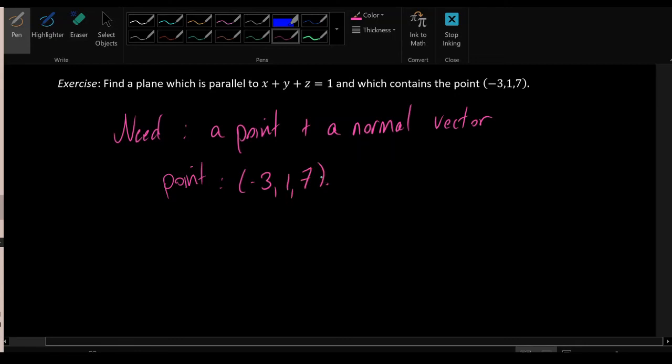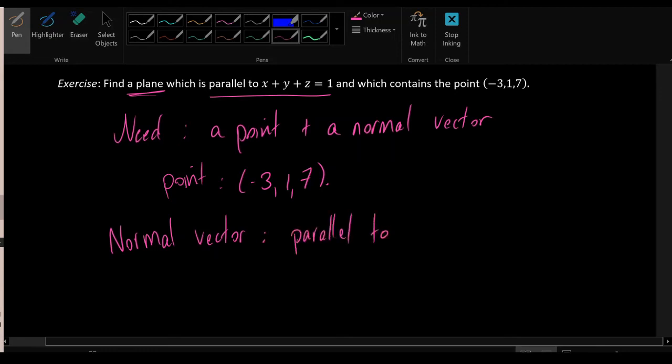So where is this information about the normal vector in this situation? The information about the normal vector is hiding here where they say that our plane has to be parallel to this other guy. The normal vector of our plane must be parallel to the normal vector of this plane x plus y plus z equals 1. That normal vector is given by 1 for the x-coordinate, 1 for the y-coordinate, and 1 for the z-coordinate.